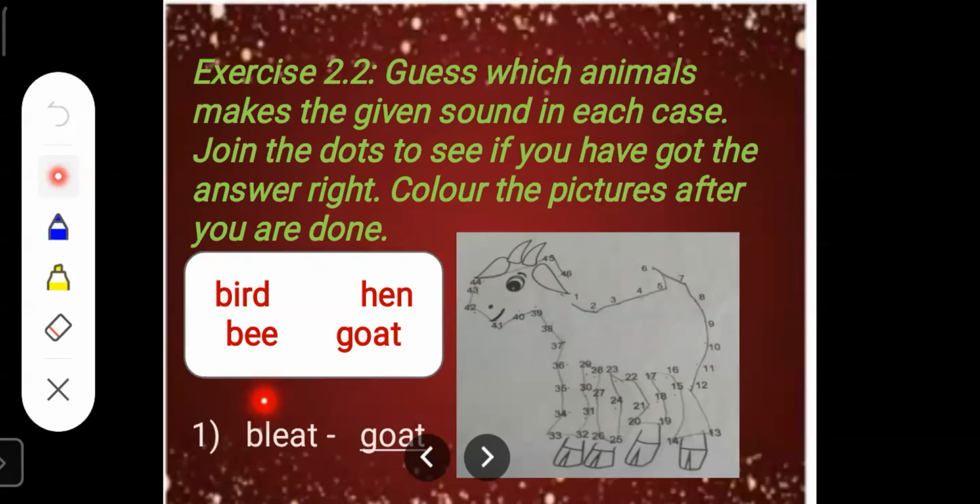Bleat is the sound made by a goat. So we will write here goat. And what is the spelling of goat, children? It is given here. It is G-O-A-T, goat. And see here, after you have written goat, you will join the numbers, and you can see a picture of a goat is formed. That means your answer is correct. Goat is the answer and the picture formed is also a goat. And after you have made the picture of a goat, you have to color it. Okay.